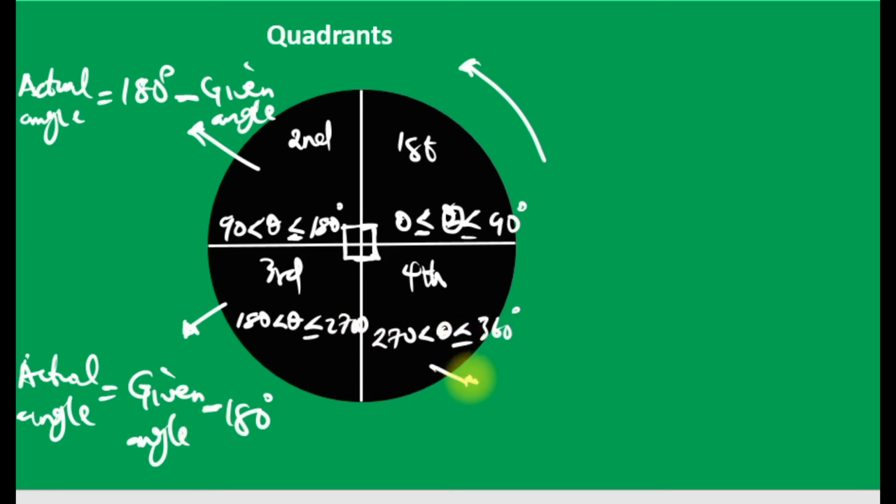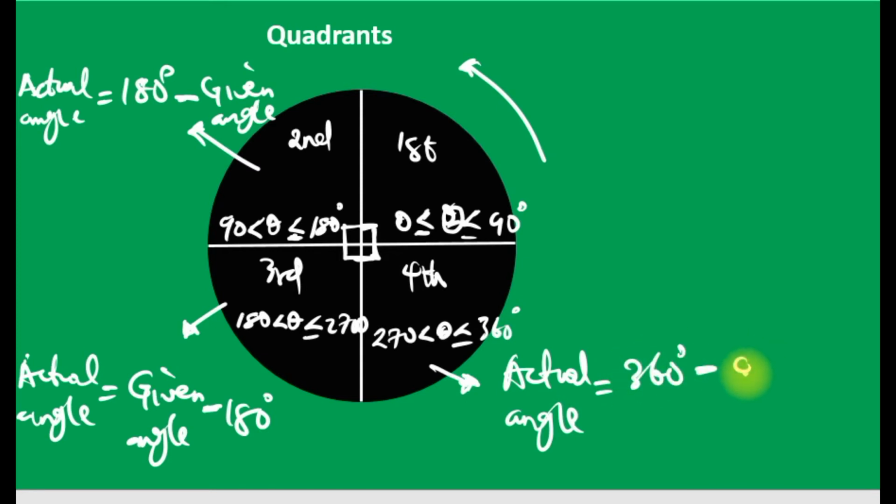For the fourth quadrant, the actual angle you are going to use is 360 degrees minus the given angle. Let me use a quick example. Before then, we need to add extra stuff. In the second quadrant, only sine and its reciprocal are positive. So what is the reciprocal of sine? Cosec.